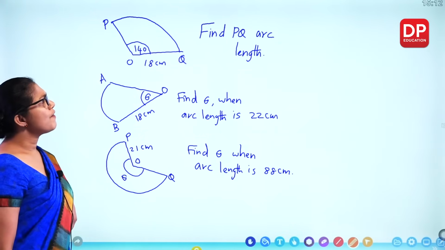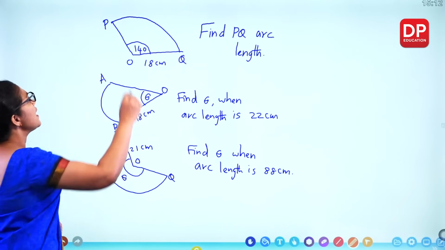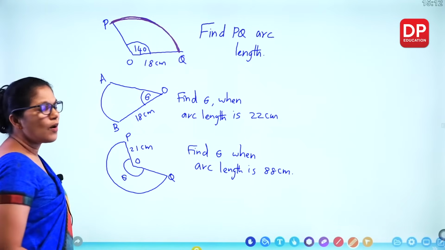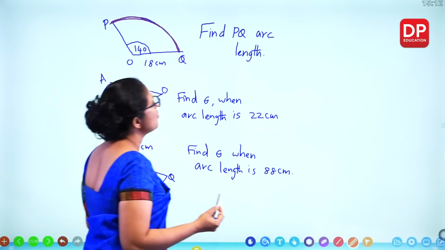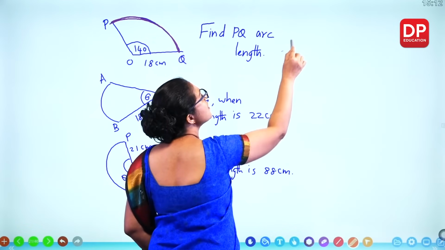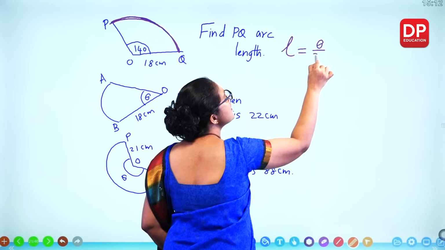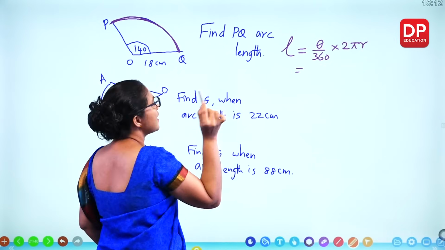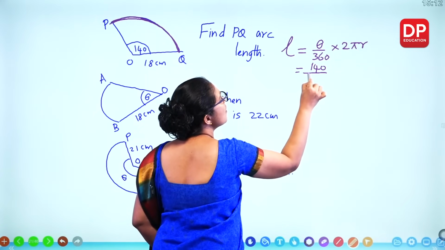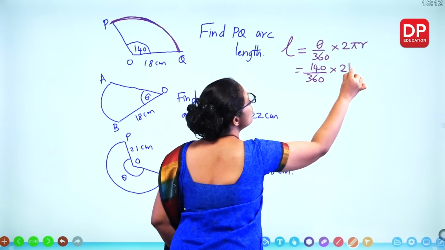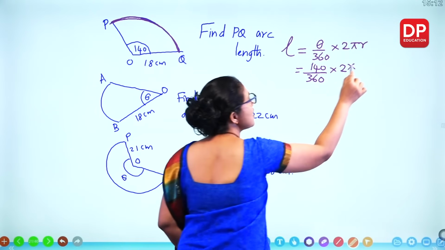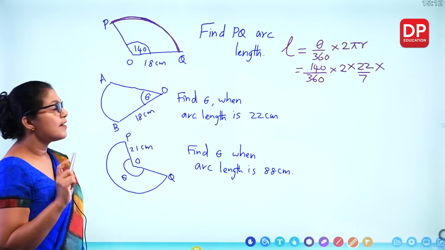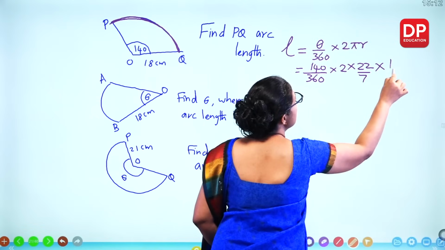Now we'll look at these 3 examples. It says first one, find PQ arc length. So PQ arc length means you are asked to find out this length. Straight away you can use the formula. What's the formula we are using? L equals angle over 360 into 2 pi r. So here, what's the angle given? 140 over 360 into 2. What's the pi value? You have to take 22 over 7. What's the r value? R value given here is 18.